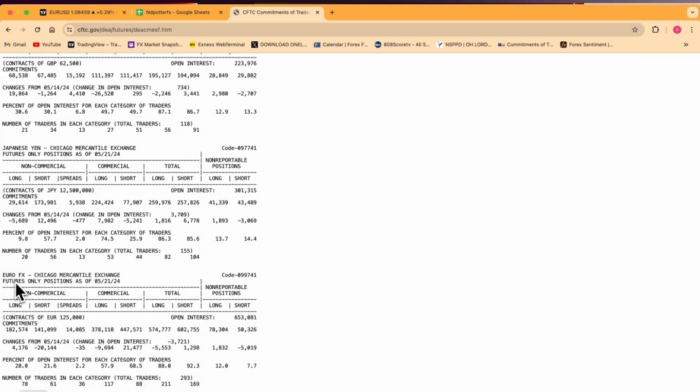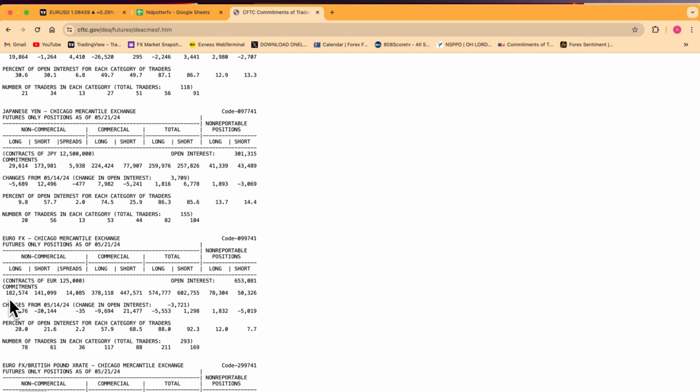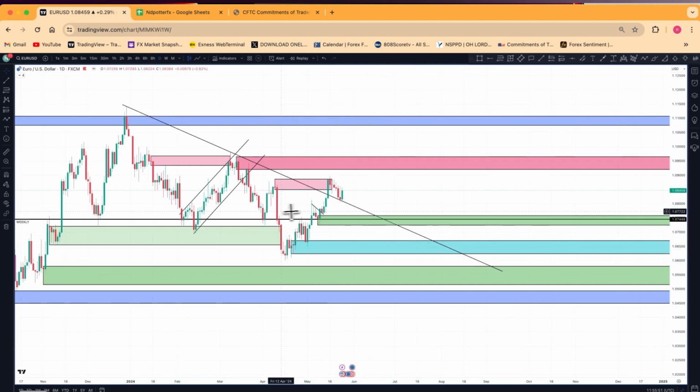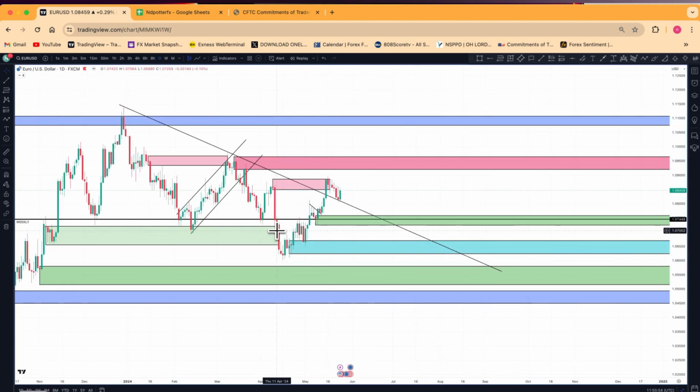This is euro. You see, euro FX. They added to their long position with 4.176, while they reduce their shorts. The reduction in short is massive here. You see, they are building a strong buy. They are building a strong buy on EURUSD. So if you take a look at this EURUSD here, long is increased while short is decreased with over 20 points. So if you go here now, you will see that, okay, what should we be expecting?